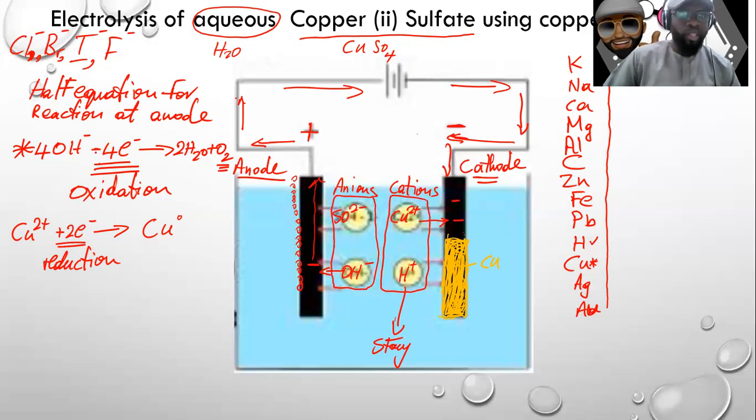How do we know this? Well, at the anode, electrons are lost, minus 4 electrons. At the cathode, electrons are gained, plus 2 electrons. So this is all for the electrolysis of aqueous copper(II) sulfate using copper electrodes.